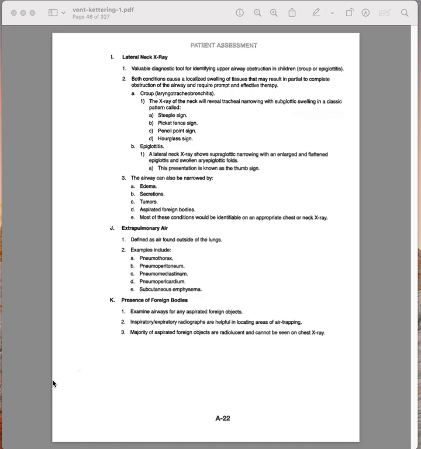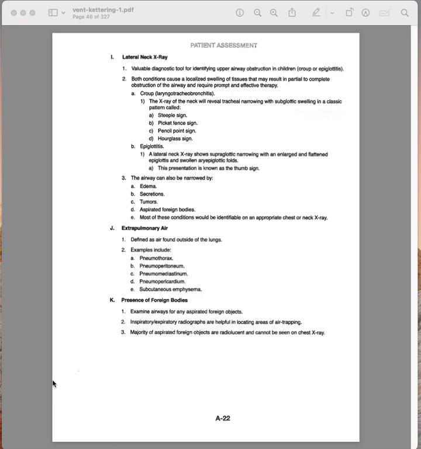Extrapulmonary air is defined as air found outside of the lungs. Examples include pneumothorax, pneumoperitoneum, pneumomediastinum, pneumopericardium, and subcutaneous emphysema.